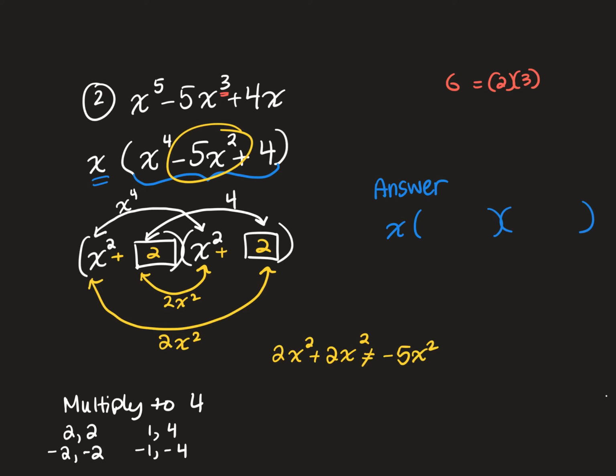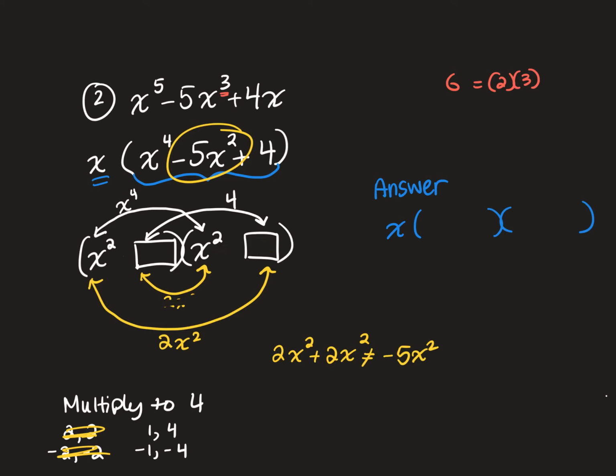I can't switch them around. And I know that if I put in just negatives for that, it's still not going to be negative 5x squared. So I know my 2 and 2s aren't going to work. I can eliminate those right away. So that just leaves me with the 1 and 4, and negative 1 and negative 4. And I'm going to use the clues within the problem, guys. I need to end up with a negative middle term, which means I need to use negative numbers in these boxes. And that's one of those little strategies that you're going to learn as you go through this process: look at the clues within the problem.